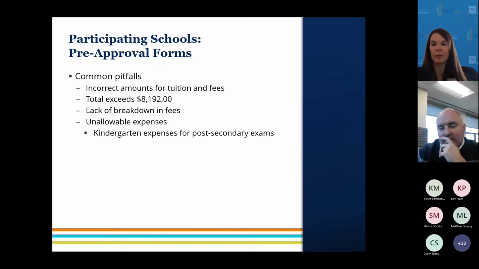I also want to touch on how important it is that we have the breakdown of fees. If you have a textbook fee, we have to know exactly what that textbook fee is. If you have a technology fee, we have to know what that technology fee is. They can't be a roll up of funds altogether. They have to be itemized, shared with families, and stated accurately on the student enrollment letter to ensure that they included correct amounts on the pre-approval form.